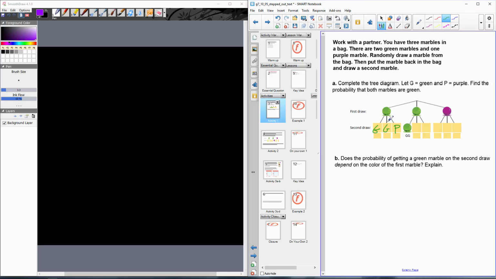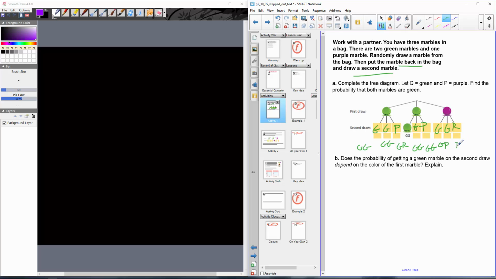For this one, I have my green. I pull out another green. Now there's another green and a purple here. And then I have a green and a purple. So my options between these, because I put them back in the bag, and I draw it again. So this would be a green, green. This would be a green, green. This would be a green, purple. Then I have a green, green. Then I have a green, green. And then I have a green, purple.